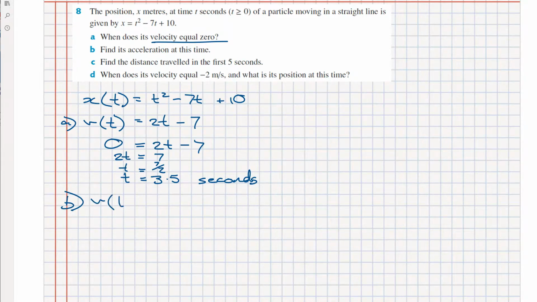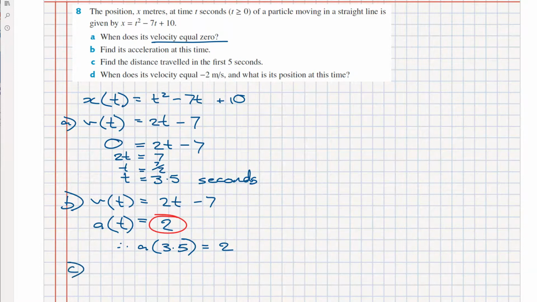Alright, well, if v of t is equal to 2t minus 7, a of t is going to be the first derivative of velocity, or the second derivative of displacement. So we're going to go a of t is simply equal to 2, and therefore this is a nice easy one. Our acceleration at time 3.5 seconds is simply equal to 2, and what we find is that it's actually always equal to 2, so nothing too complicated to do there.